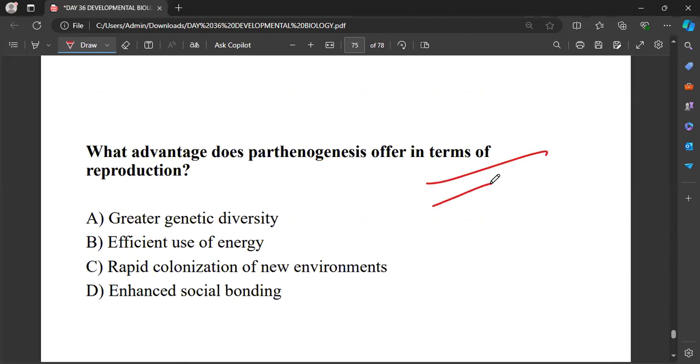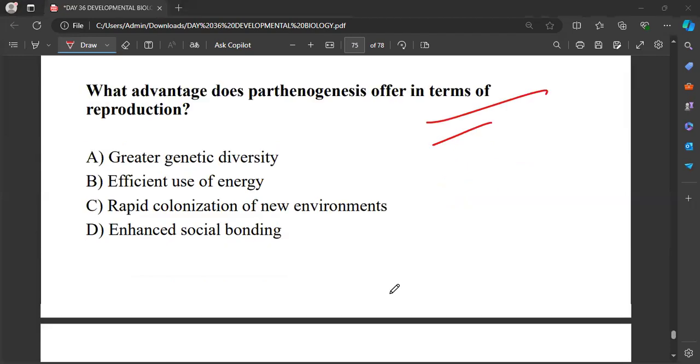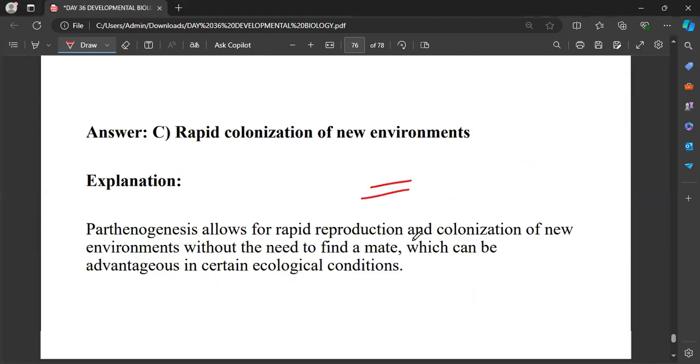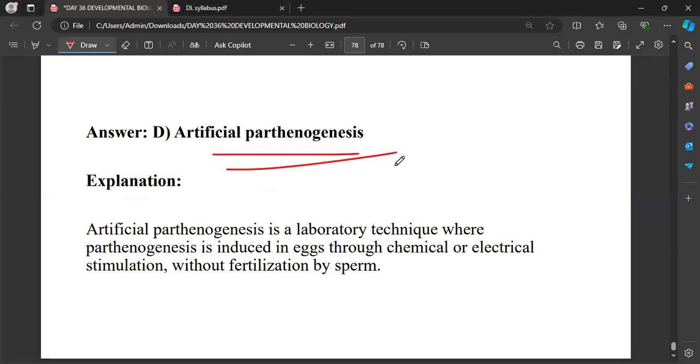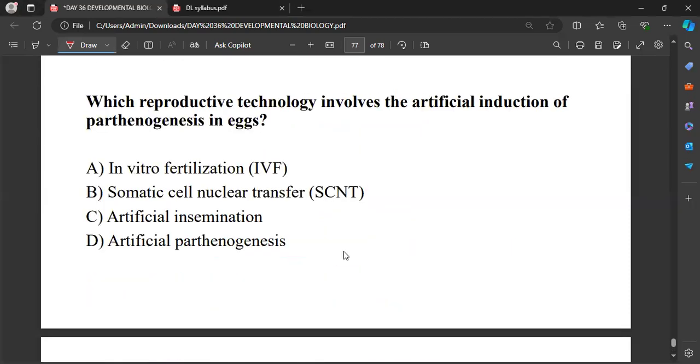And what will be the advantage of parthenogenesis? That will be rapid colonization of new environments. That will be the biggest advantage. And which reproductive technology involves the artificial induction of parthenogenesis in eggs? What will be the name of the technique? That will be artificial parthenogenesis. Don't think much. It is a basic level question, right?